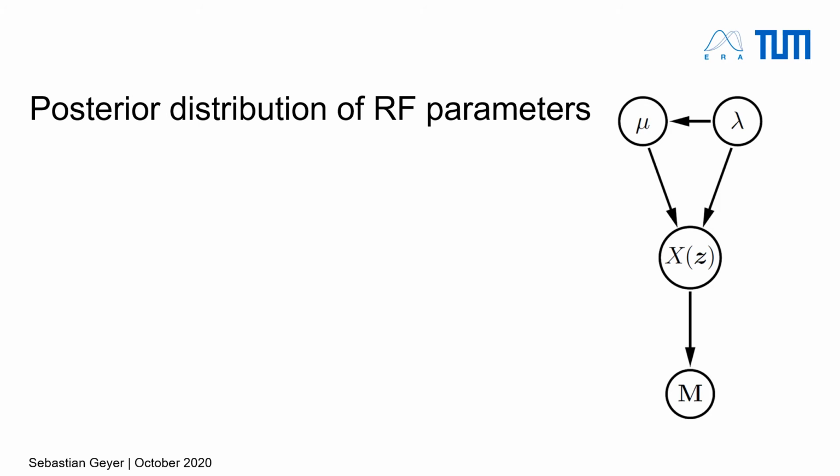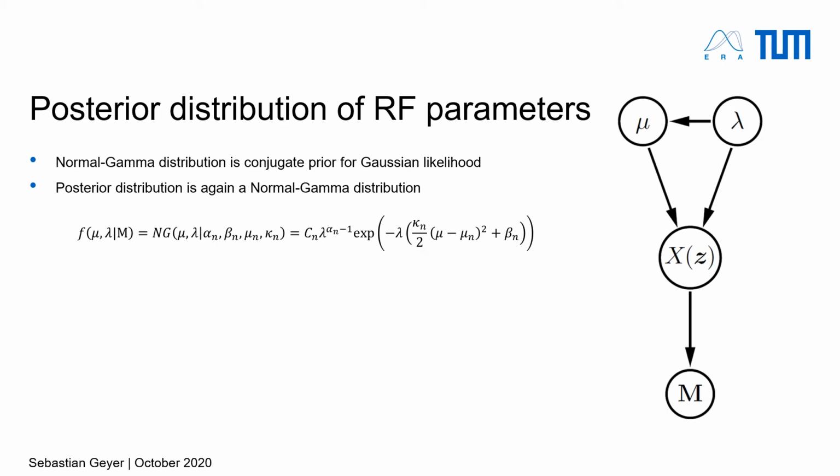Based on the prior distribution and the likelihood, we can find the posterior distribution of the random field parameters. In our case, since the normal gamma distribution is a conjugate prior for the Gaussian likelihood, the posterior distribution is again a normal gamma distribution. In that case, the Bayesian update reduces to a parameter update of the normal gamma distribution. Analytical equations can be found for the parameters alpha n, beta n, mu n, and kappa n.